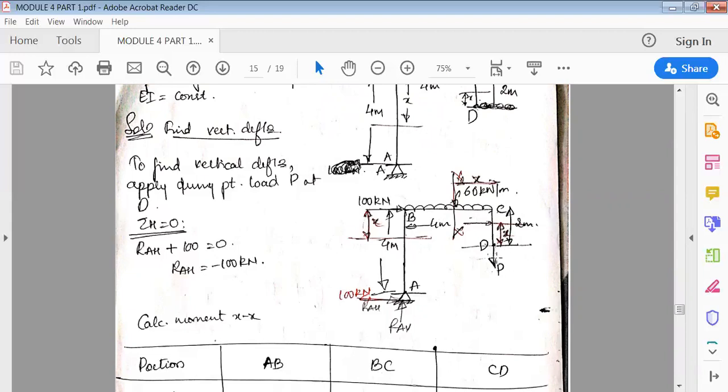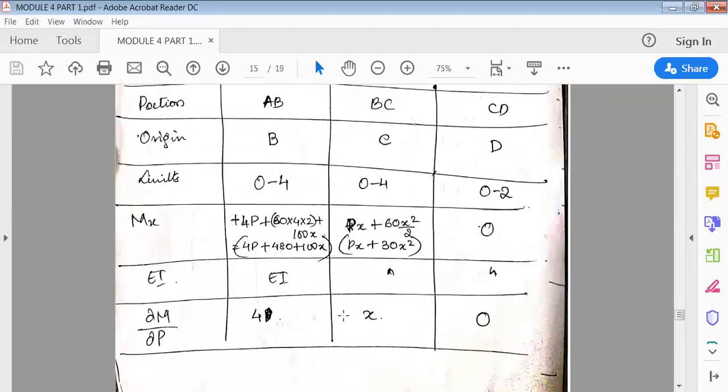X is also vertical, P is also vertical, so there is no perpendicular distance. So the moment in this portion is 0. EI is constant throughout, so I'll leave it the same. Next, differentiate this with respect to P.